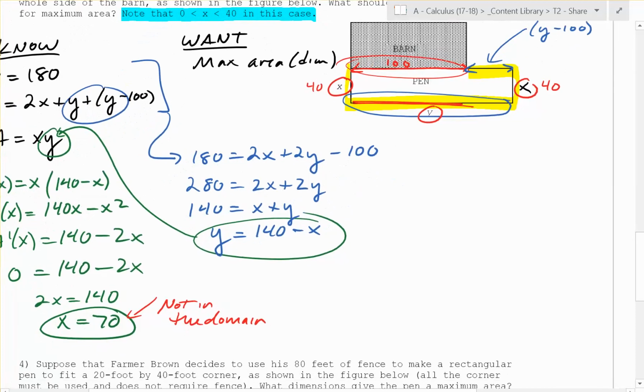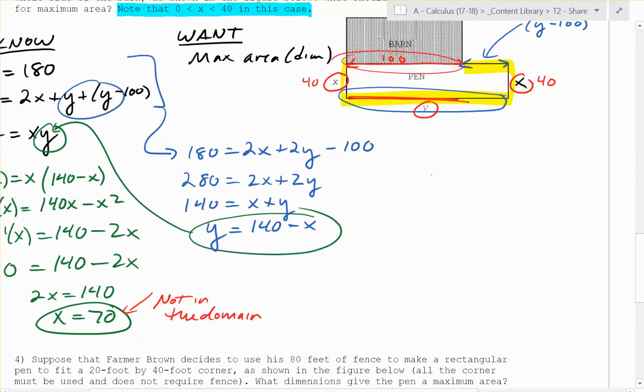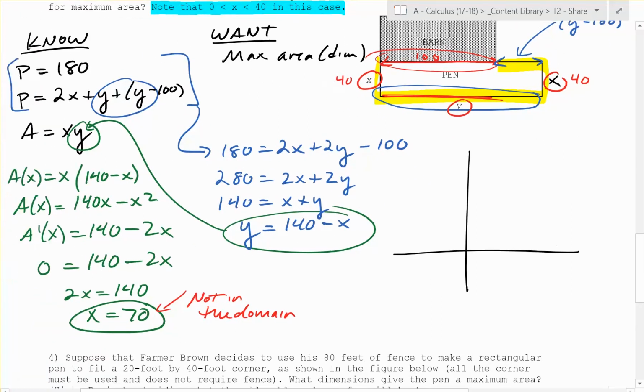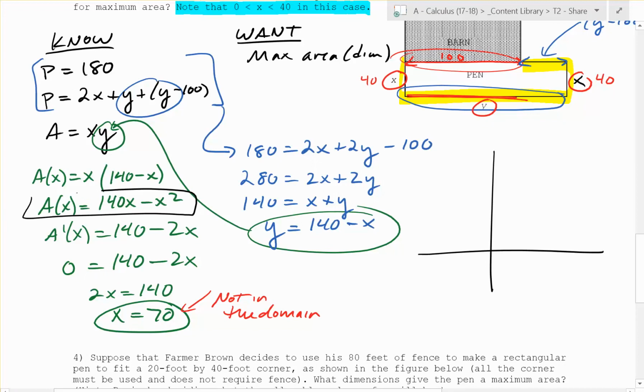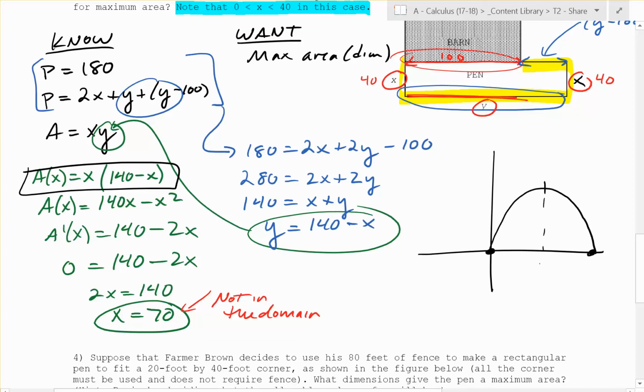So what does that mean? Well, it means we need to do a little bit more analysis here. So let's take this function right here, A of x. An easier way to look at it is actually to look at the original one. What are the intercepts? Well, it has intercepts at 0 and 140. And what does it look like? Well, it goes up and then it goes down. And we know that the max occurs at 70 if we had that much fencing, but we don't.